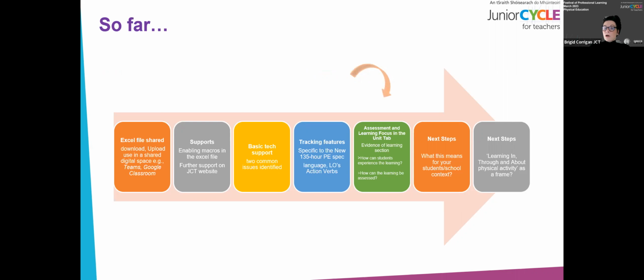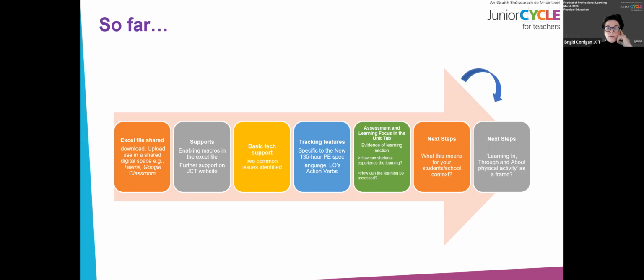Assessment and planning is brought into focus in the unit tab with the 2 questions that are based on gathering evidence of learning. And these 2 questions are: how can students experience the learning, and how can the learning be assessed? And the next steps from here are the conversations that you will have with your colleagues in the context of gathering evidence of learning in terms of what might both these questions mean for your students and your school context, and what might the concept then of learning in, through, and about physical activity bring, a frame here for your future discussions and conversations.